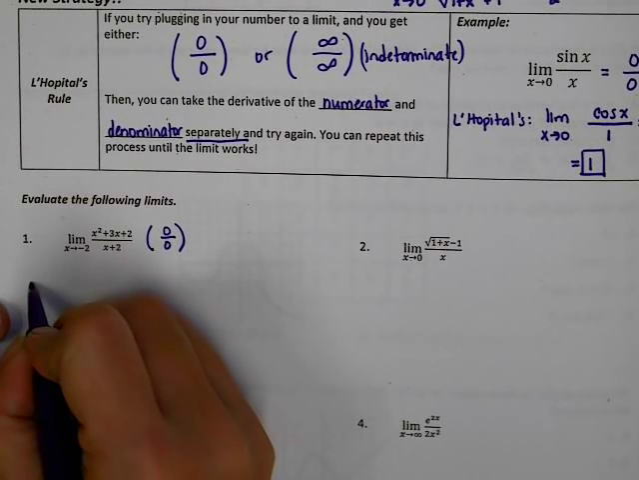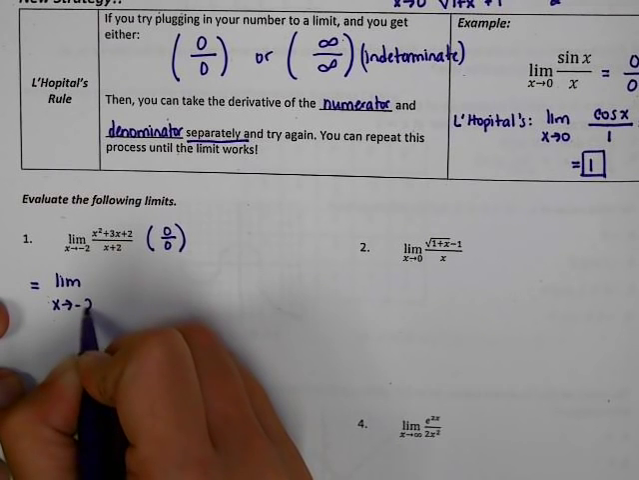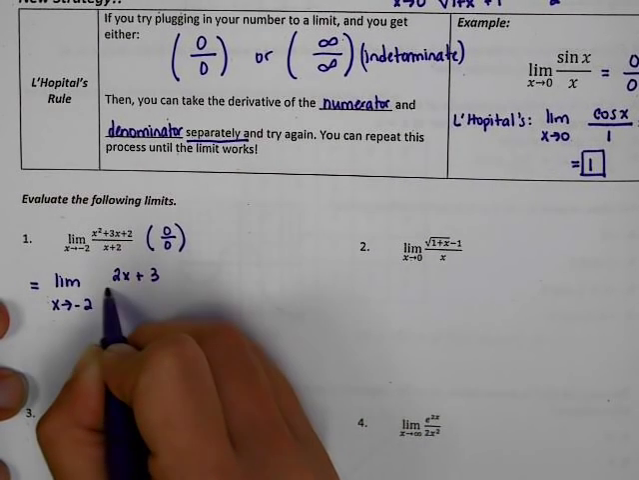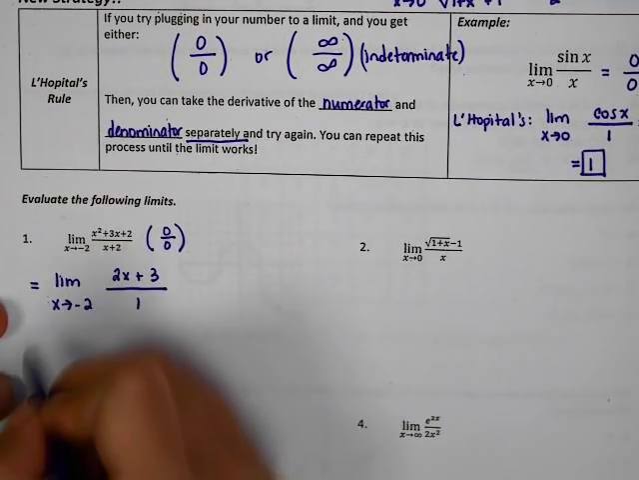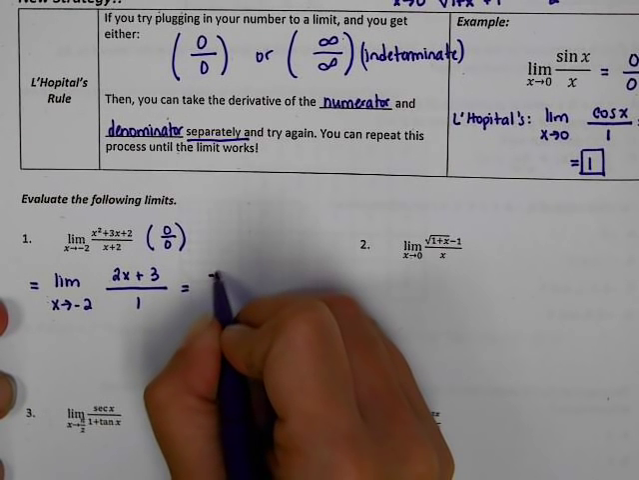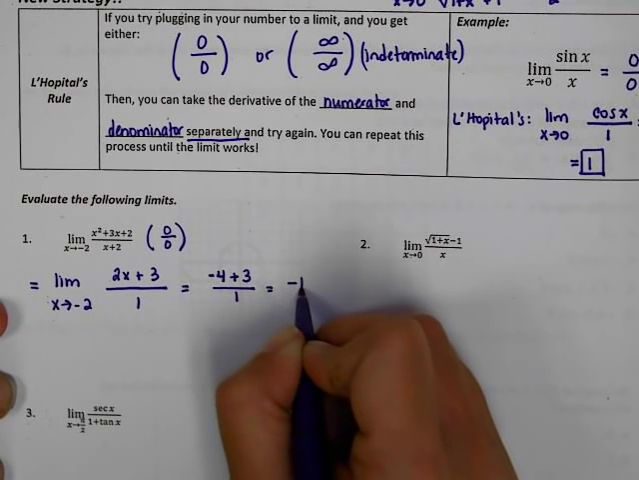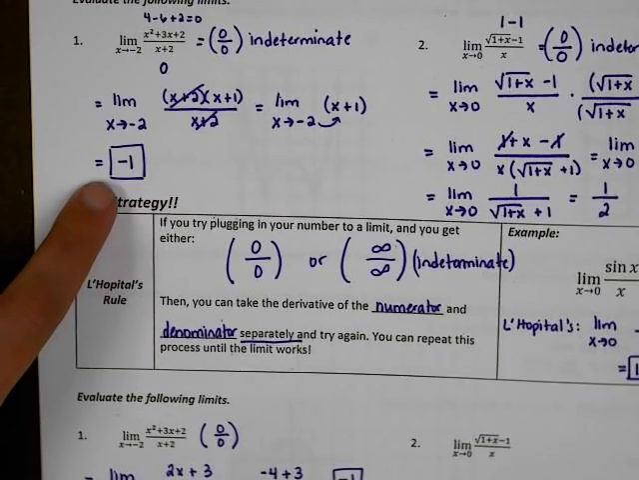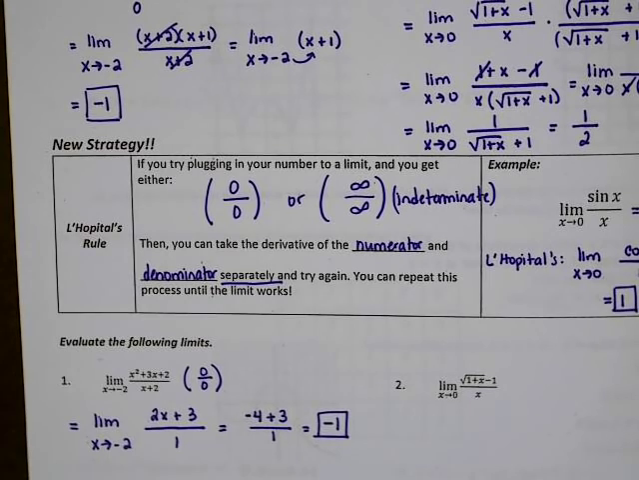So if we take the derivative of the top, the derivative of the top would be 2x plus 3, and if we take the derivative of the bottom, we just get 1. Now if you try plugging in your -2 again, you get -4 plus 3 over 1, which would be -1. And that's your answer. You'll notice that that matches the answer we got here using all of our algebraic techniques. So we're getting the same answer, we're just using derivatives to get that answer.